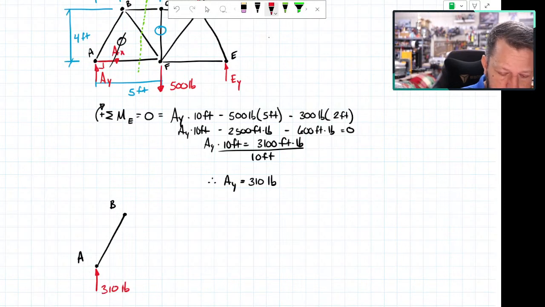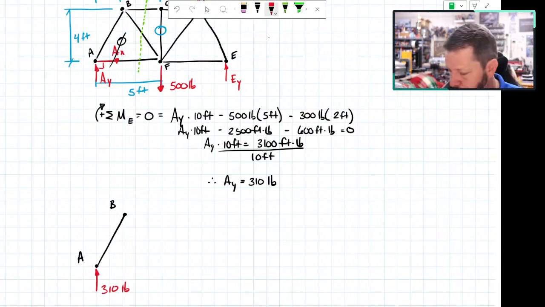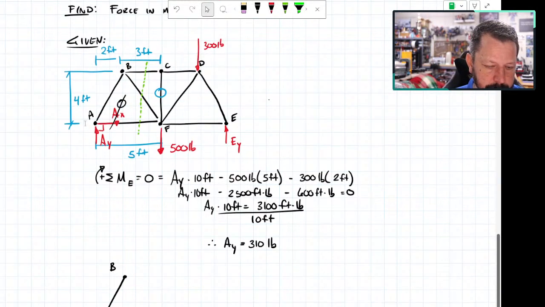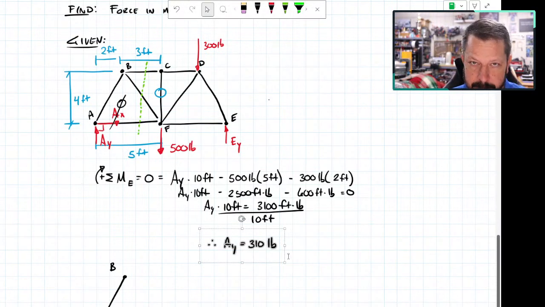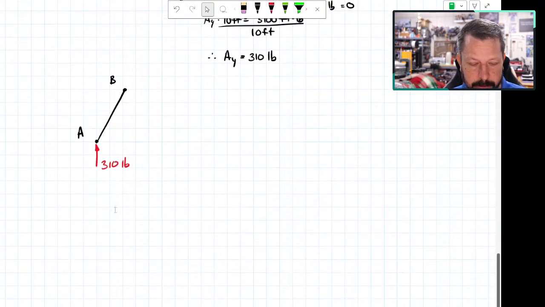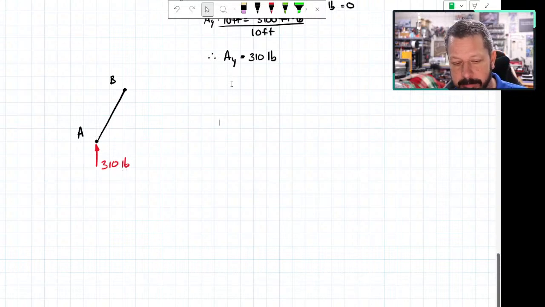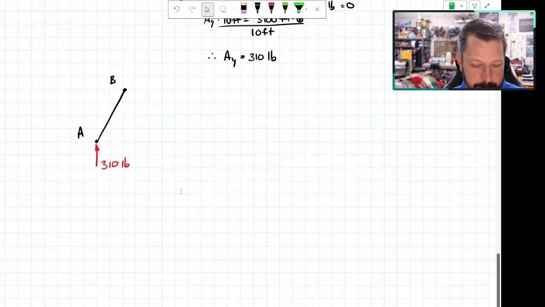Now I do know that this arrow is pointing upwards. I know that because when I drew AY on my free body diagram, I just picked it going up. Then when I solved the equation based on that selection, that guess, it came out positive. So that means that I did draw that arrow the right way. If I had gotten AY equals negative 310, that would mean that I drew the arrow opposite of what it should be.